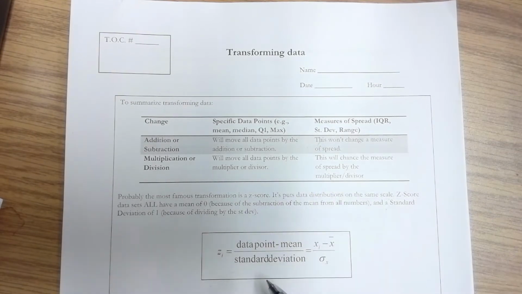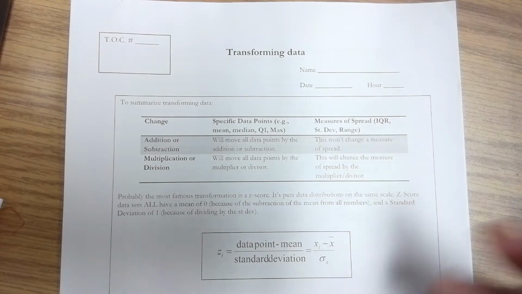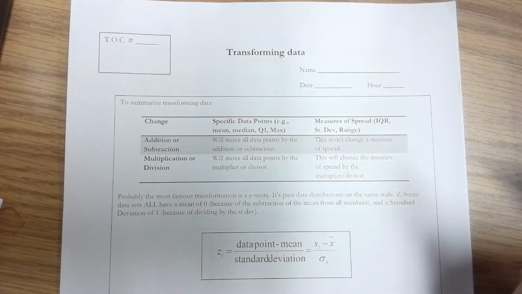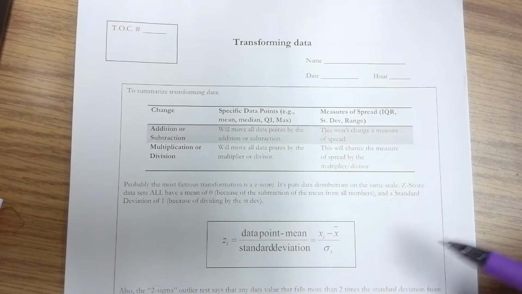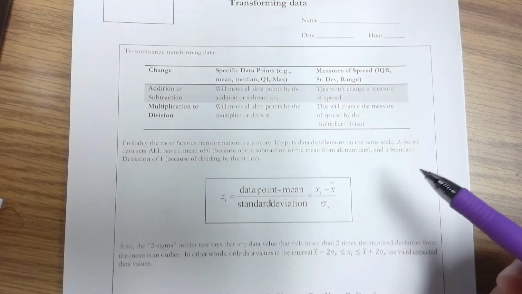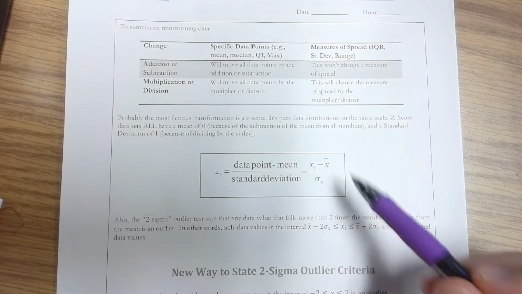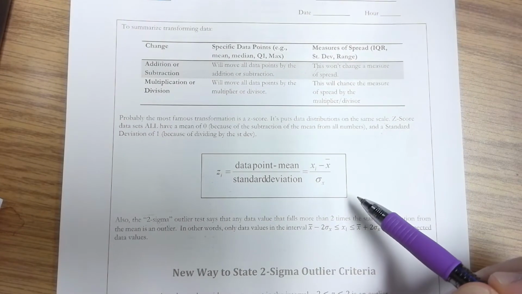Basically, the front page here is just that summary about what happens when you add, subtract, multiply, or divide an entire distribution by a number or a constant of some sort. We went over this in the intro video, so I'm not going to spend a lot of time on it right now. And then the formula for a z-score is here as well.